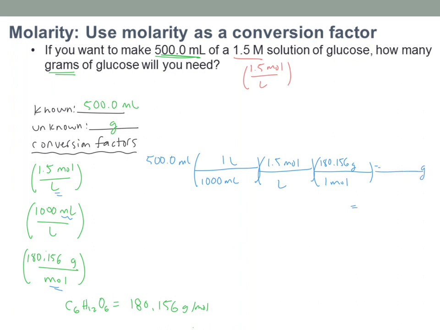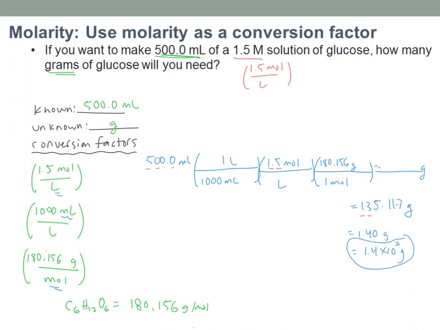And then, if you multiply that out, right, 500 times 1 times 1.5 times 180.156 divided by 1,000, you should end up getting about 135.117 grams. But according to my significant figures for this problem, I've got 1, 2, 3, 4. I only got 1, 2 in that one, and I've got more than that. So I can only use 2 sig figs for this one. So again, that gives me kind of a funny number of 140, or in other words, 1.4 times 10 to the 2 grams.